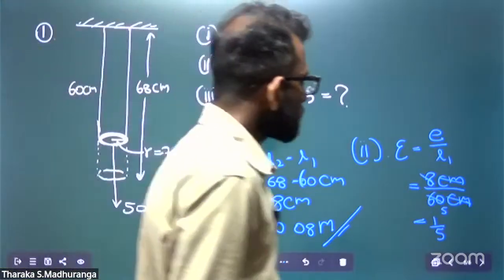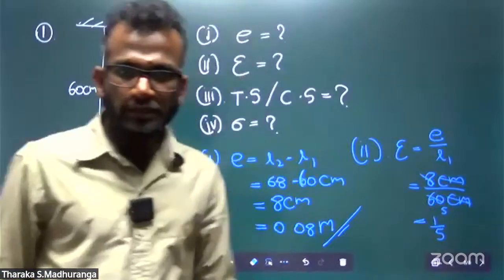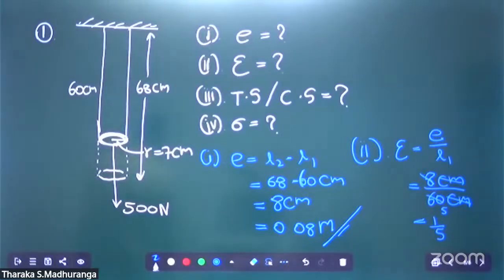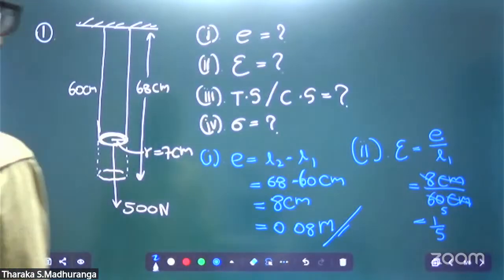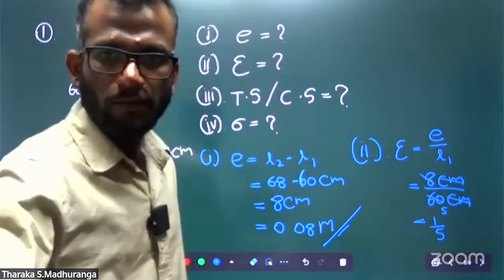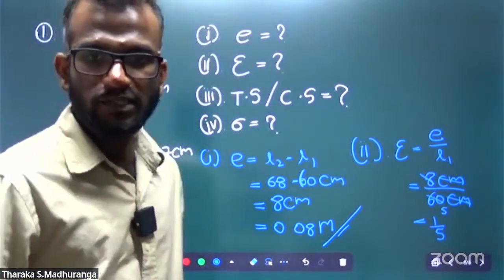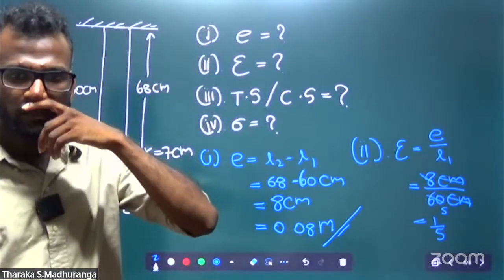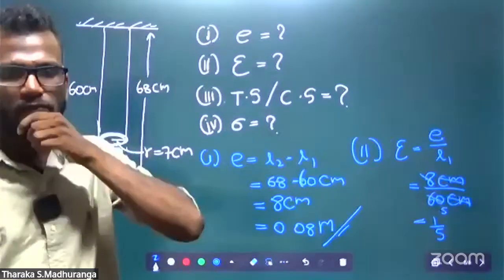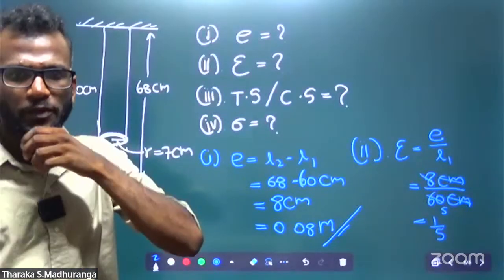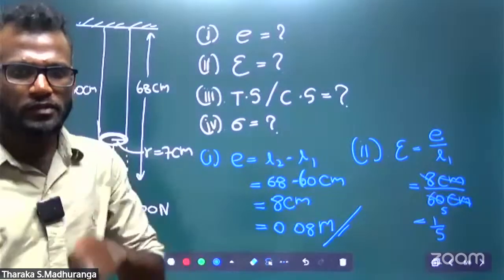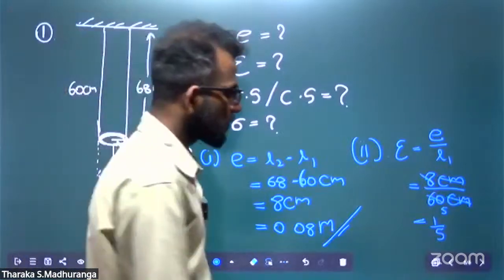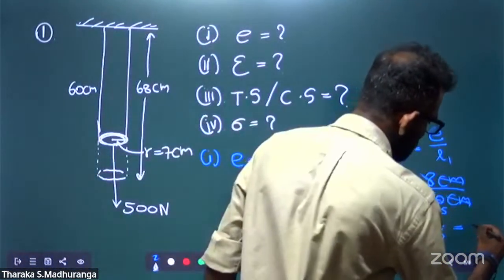Okay. 1 over 5 means, correct? Kabir, 1 over 5 value is 0.13? No, 0.2, no?